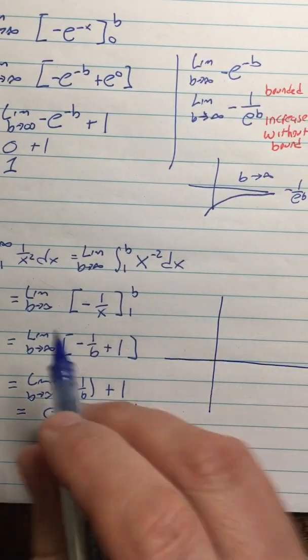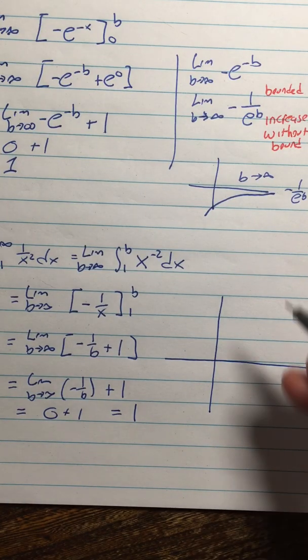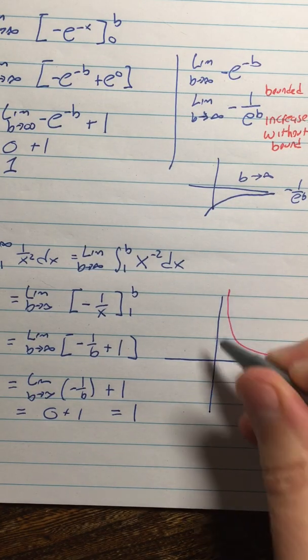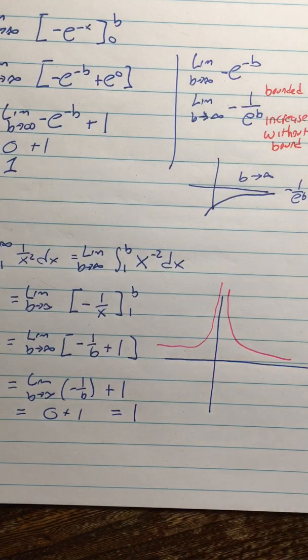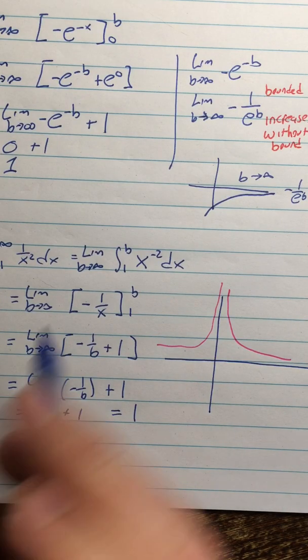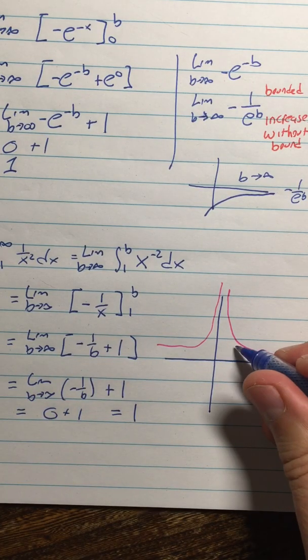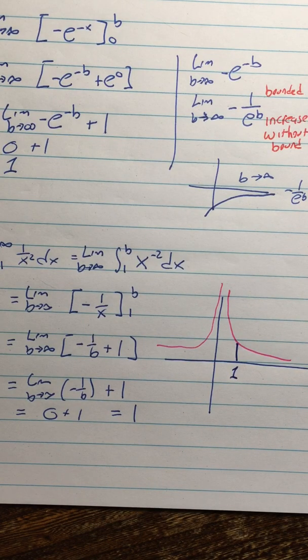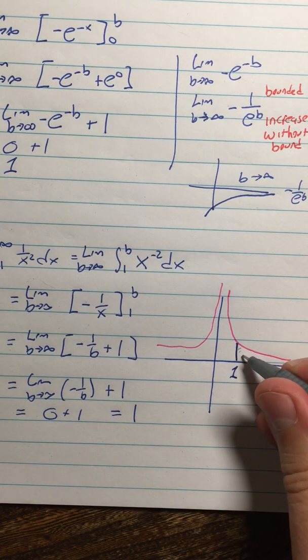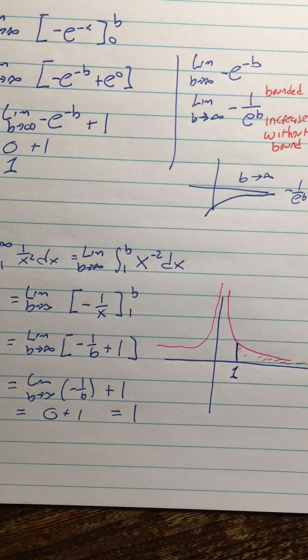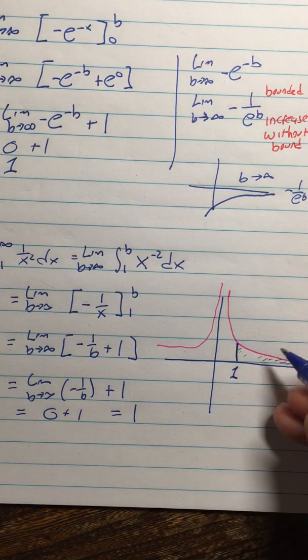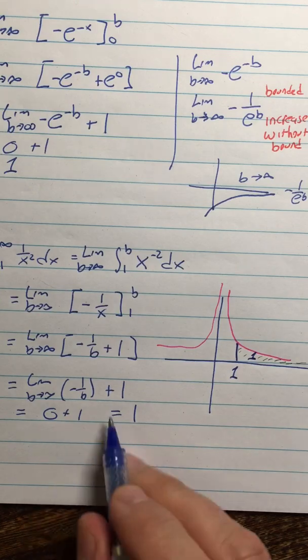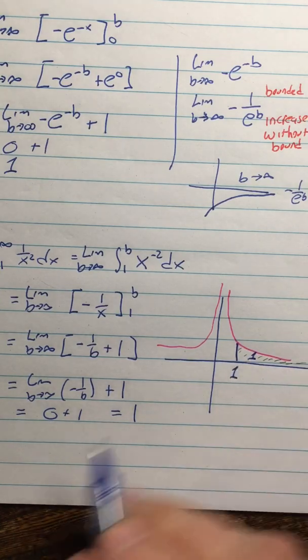So if we look at this graph, this is 1 over x squared, right? So 1 over x squared looks like this. All right, and if I do the integral from 1 to infinity, it's going to be this over here, right? And this area over here equals 1, according to this. This area over here is 1.